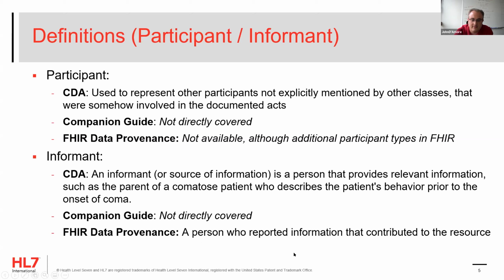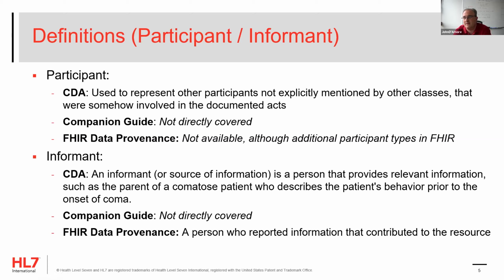FHIR data provenance is pretty similar there: a person who reported information that contributes to a resource. For the participant in CDA, it's a catch-all, used to represent other participants not explicitly mentioned by other classes that were somehow involved in the documented acts. The companion guide doesn't really cover that, and FHIR data provenance doesn't either, as far as I can see; it doesn't have that kind of generic catch-all for a participant. So that's a little bit on the definitions.